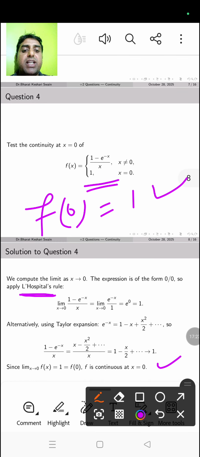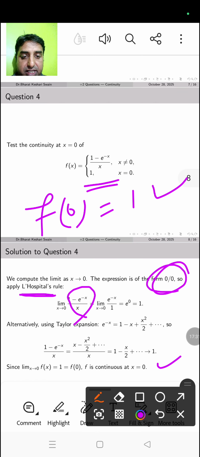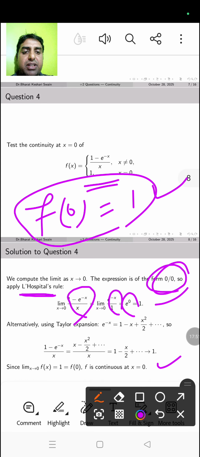Since it is in 0 by 0 form, you can separately differentiate the numerator and denominator, and it will be e to the power minus x by 1. Put x equal to 0, so it will be e to the power 0, and that will be equal to 1. So directly you can also apply L'Hospital rule. Otherwise, just take this as I have discussed, put the formula and get your answer. Limiting value is equal to functional value.